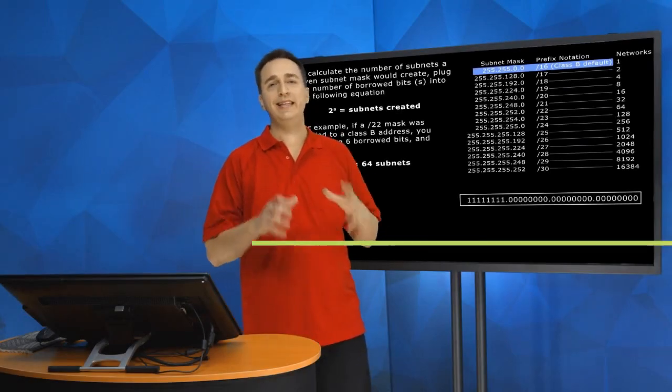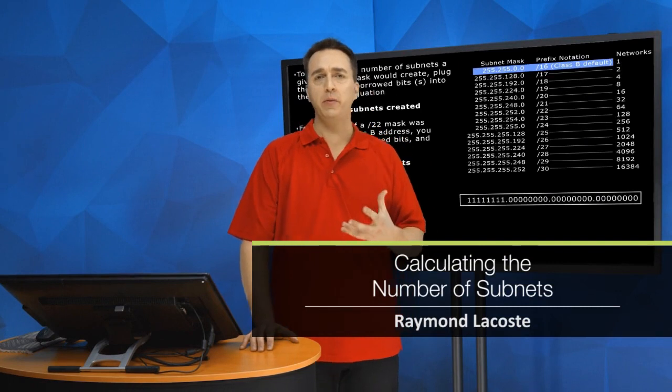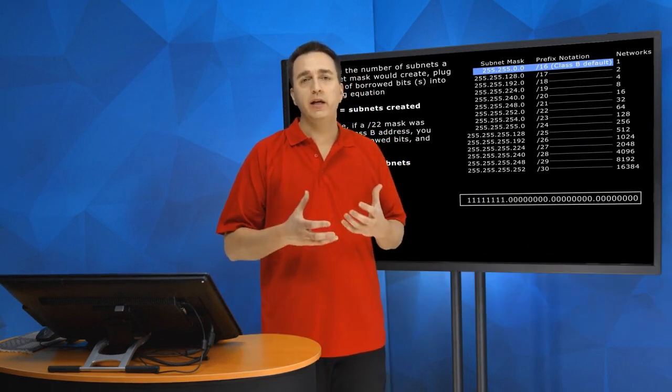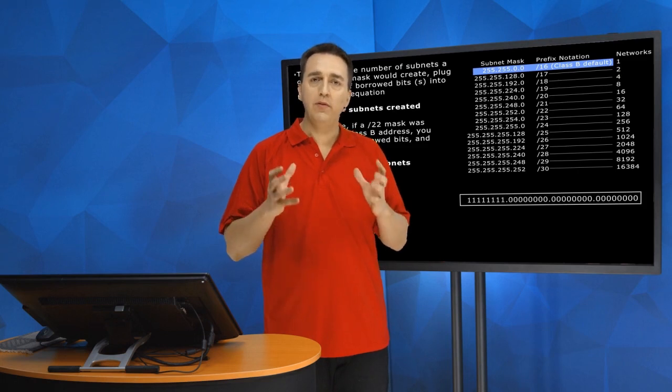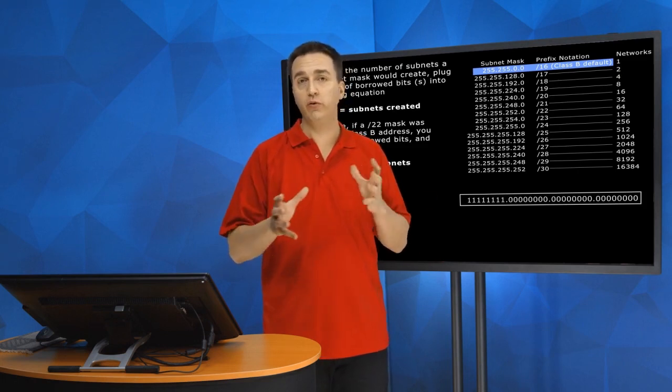So you know how to steal bits from the host portion. But why do we care about that? Why does it mean so much to us? Because you have now the information you need to figure out how many subnets were created.